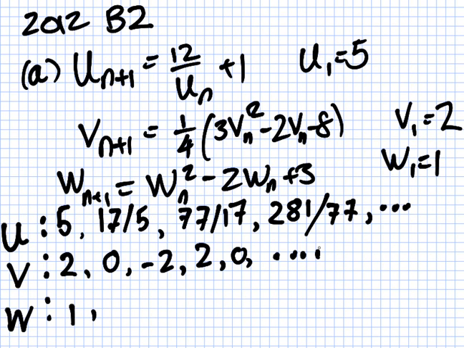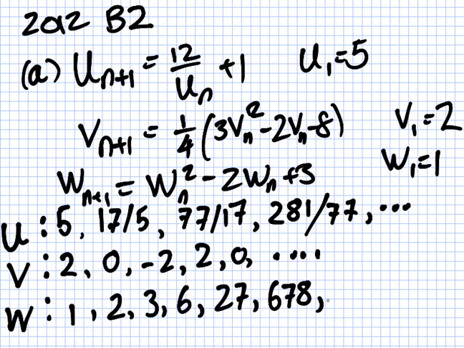And then the third sequence here, the w, so I get 1 squared minus 2 times 1 plus 3, so it will be 1, 2, 3, 6, 27, 6, 7, 8, 4, 5, 8, 3, 3, 1, etc.